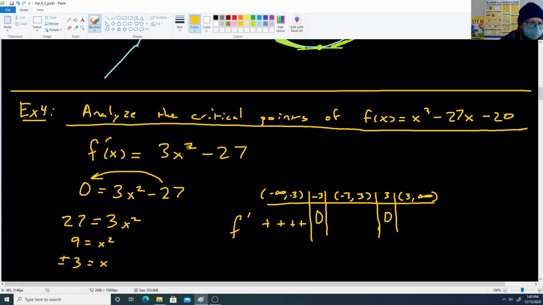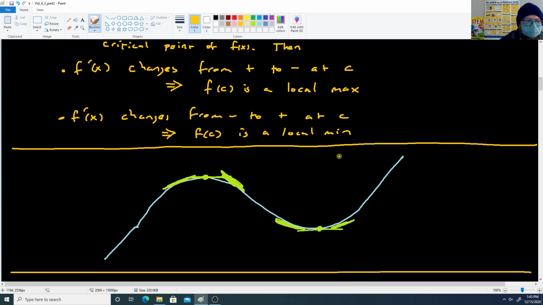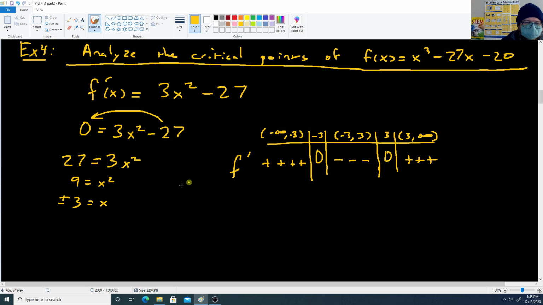If I use 0 here, 0 squared is 0, 3 times 0 is 0. 0 minus 27 is negative 27, so we're negative in here. If I use 5 out here instead of negative 5, 5 squared is 25, times 3 is 75, take away 27, and we're back to positive. So the first derivative switches from positive to negative across the critical point, negative 3. So positive to negative says f of negative 3 is a relative max, or we could say local max.